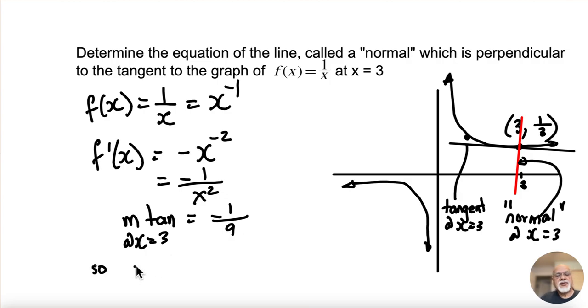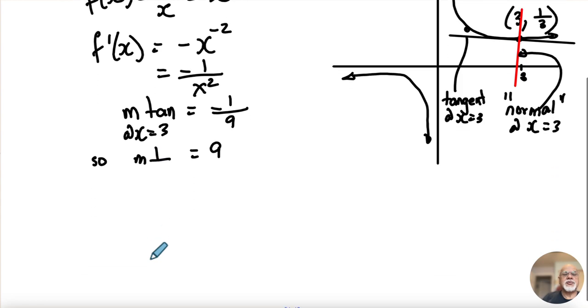And so the slope of the normal, I'll write this with the perpendicular symbol, that just means the normal, would be the negative reciprocal of this, which would be 9. Right? The slopes of perpendicular lines are negative reciprocals.